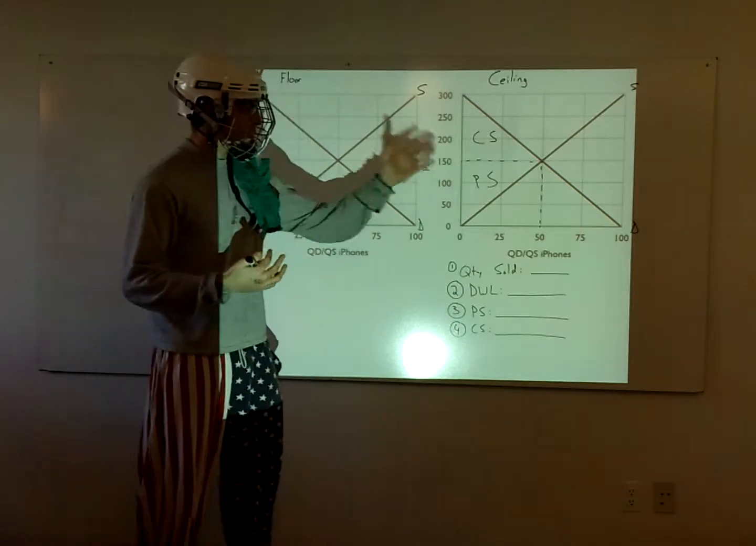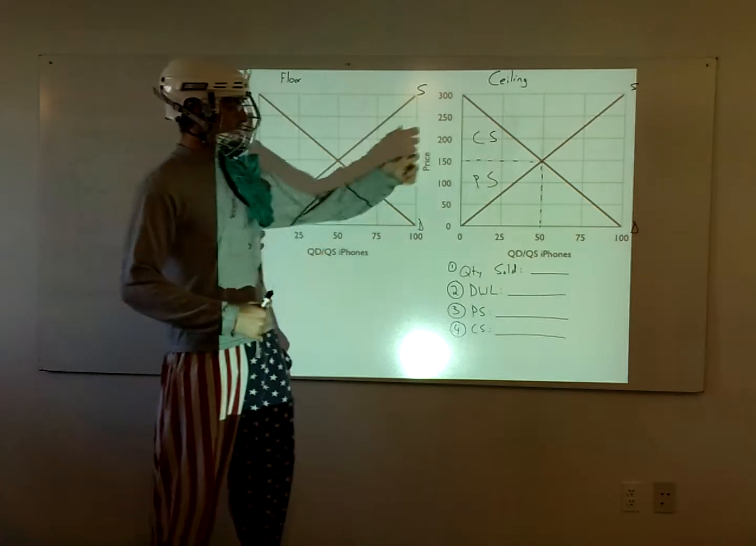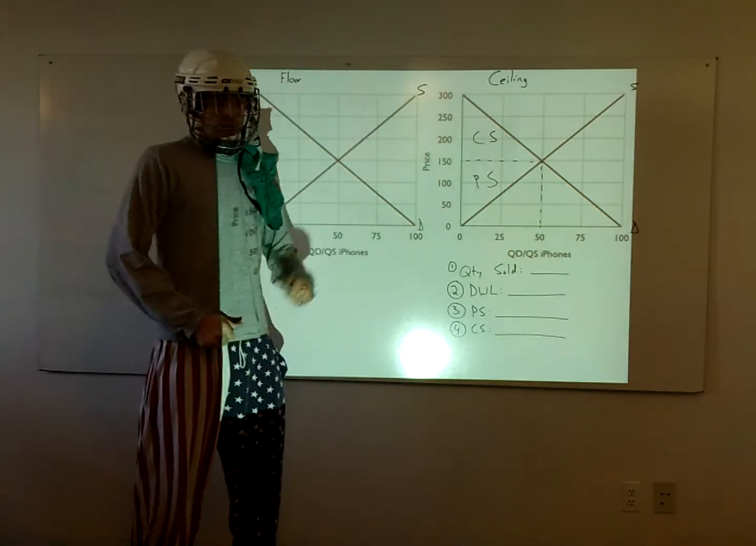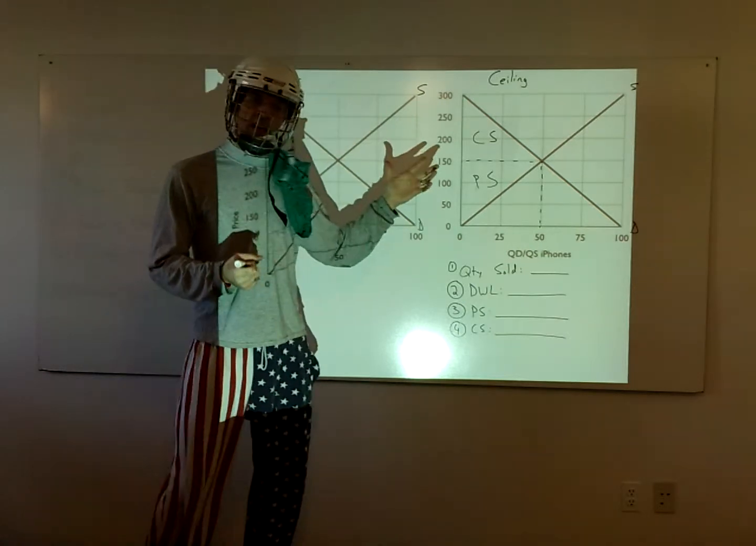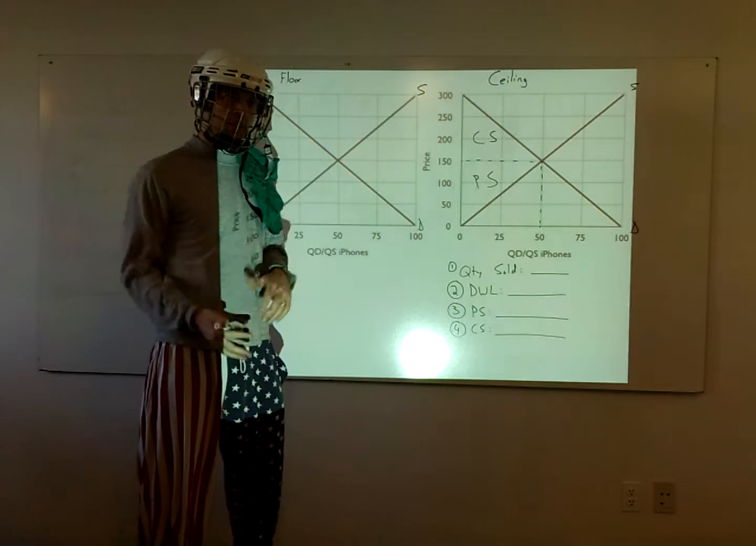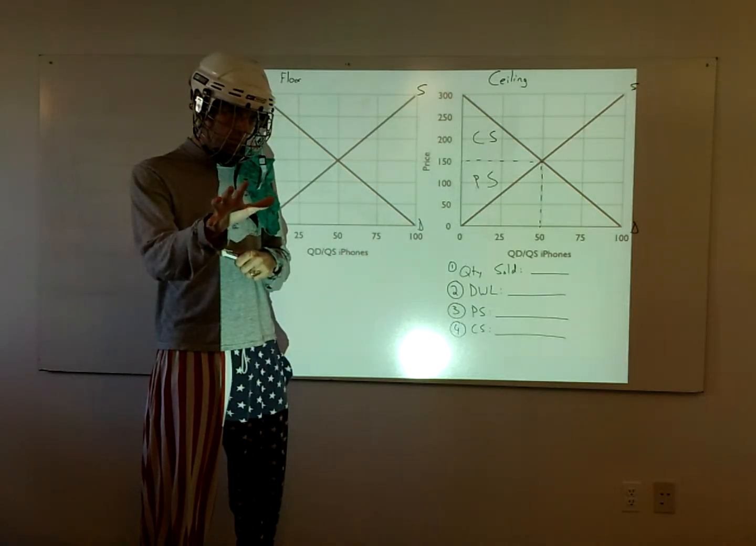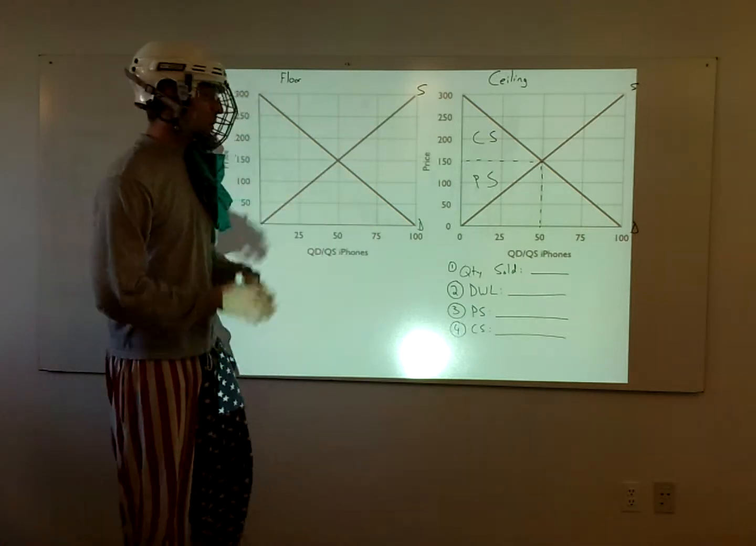So I had just a regular supply and demand graph. It says it's for iPhones. And I've got my consumer surplus and I've got my producer surplus. So take a second and think to yourself, where would I put a price ceiling on this graph? Think to yourself for a second, and then I'm going to put it up here. So think. Keep thinking.